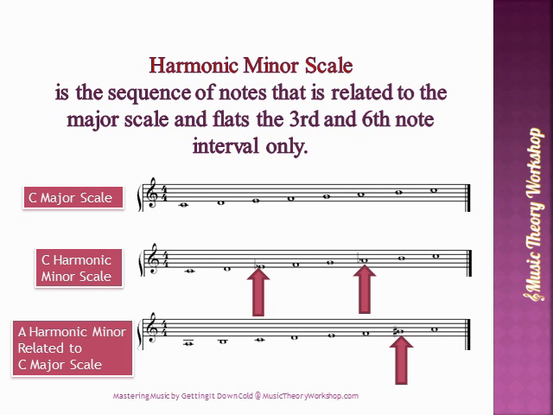Now the harmonic minor scale is a sequence of notes that is related to the major scale and flats the third and sixth note intervals only. This is the most common minor scale learned when first studying music. Let's take a quick look. Here's the C major scale, no flats. The C harmonic minor scale shows that the third and sixth notes are flat, but the A harmonic minor, which is related to the C major scale, doesn't quite show the same thing, although it is the same thing in half steps and whole steps.